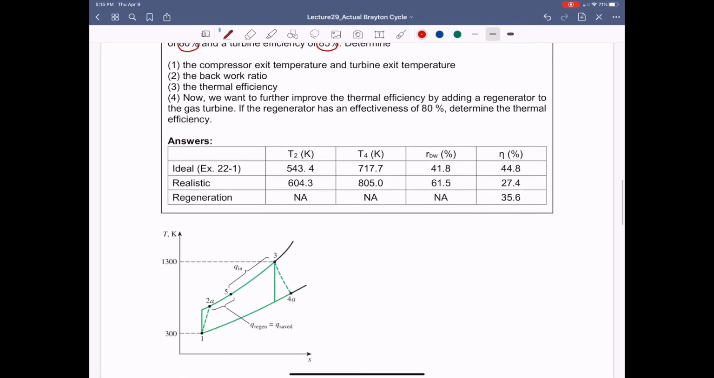Then in that case, can we really calculate the compressor exit temperature and turbine exit temperature? Obviously, these two values should be different because we are talking about different operational conditions. Now, what would be the back work ratio? And what would be the thermal efficiency? Then the next question is, what would happen if we decided to add a heat exchanger or regenerator to this gas turbine, and if this regenerator has an effectiveness of 80%, then what happens to the efficiency and work and so on?